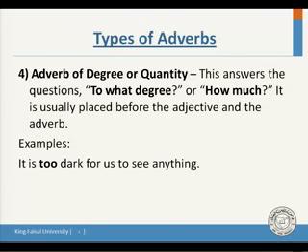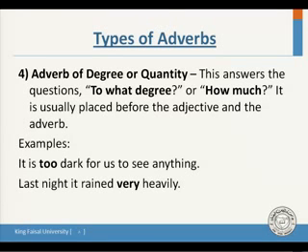It's dark. It's not only dark, it's too dark for us to see anything. Too is an adverb of degree. It's like very. It's very dark. Here, it's too dark for us to see anything. We cannot see anything because of the dark. So too is an adverb and dark is an adjective. So too modifies the adjective dark.